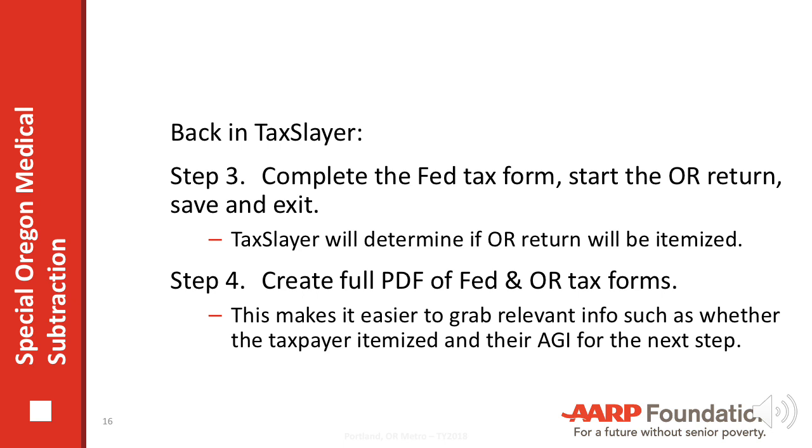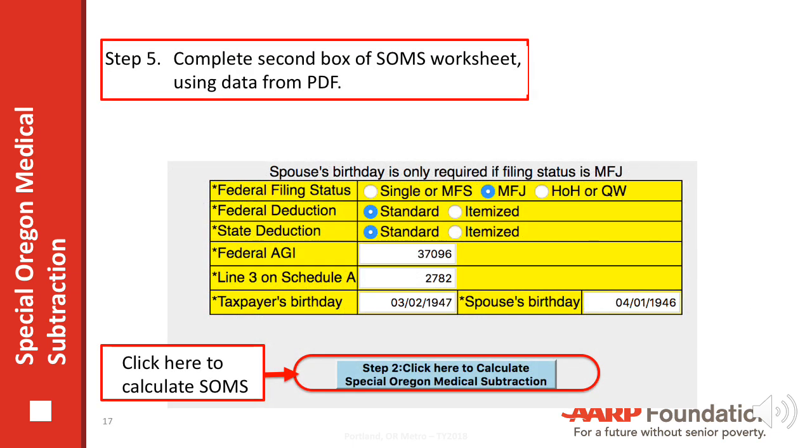And it's not strictly necessary, but it is a good idea to create a PDF of both returns. This way you'll have the information from the forms rather than from the input screens. Then, return to the calculator and input the information from the federal return and click on this button to calculate the Special Oregon Medical Subtraction.